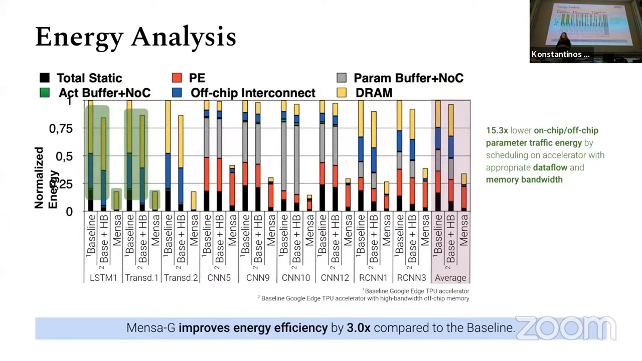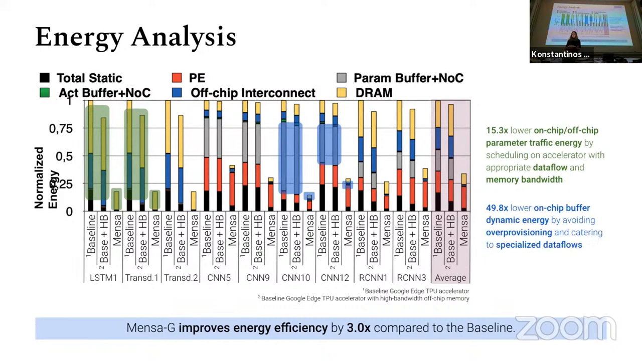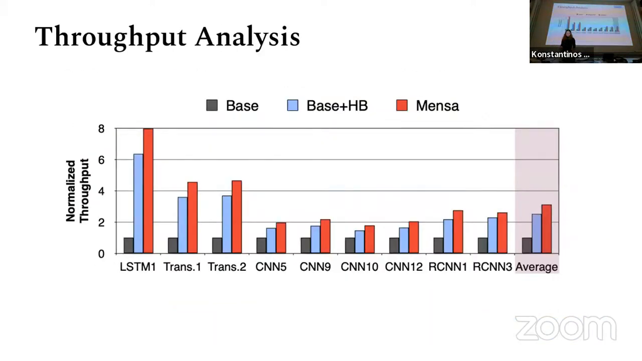off-chip parameter traffic energy, because once again, we've optimized for these different data flows, and we can increase bandwidth drastically because we put it near the data. And on the other hand, we have almost 50% lower on-chip dynamic energy because we've cut out this very large buffer and we use specialized data flows.